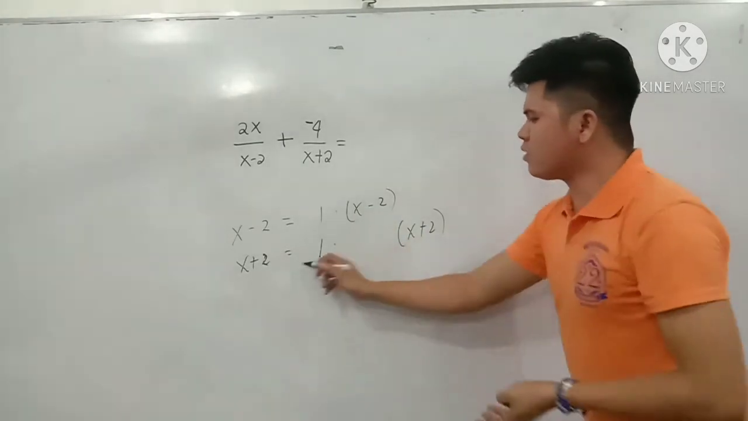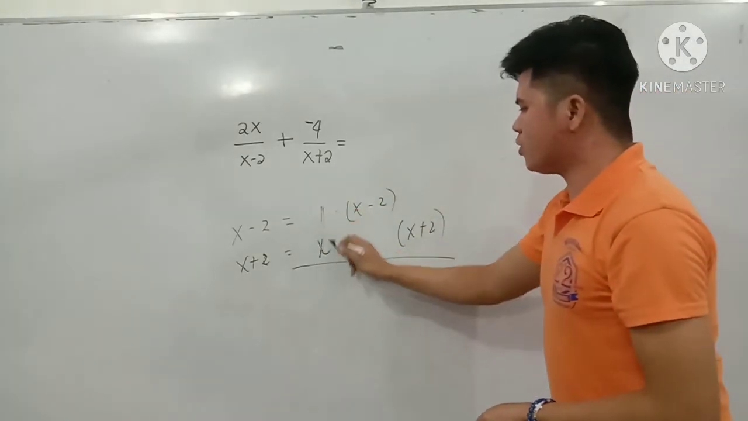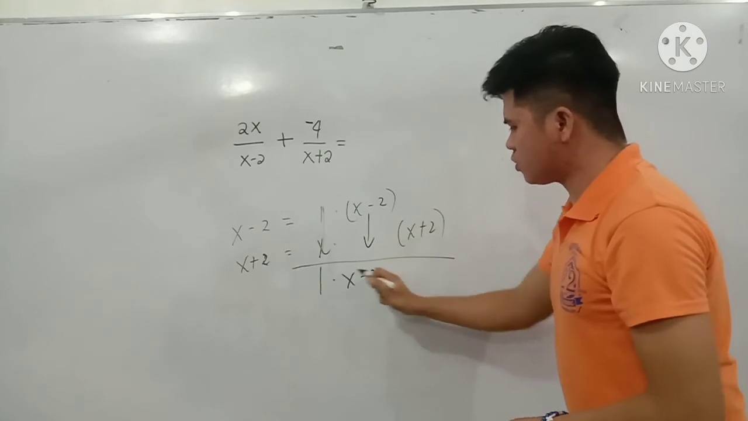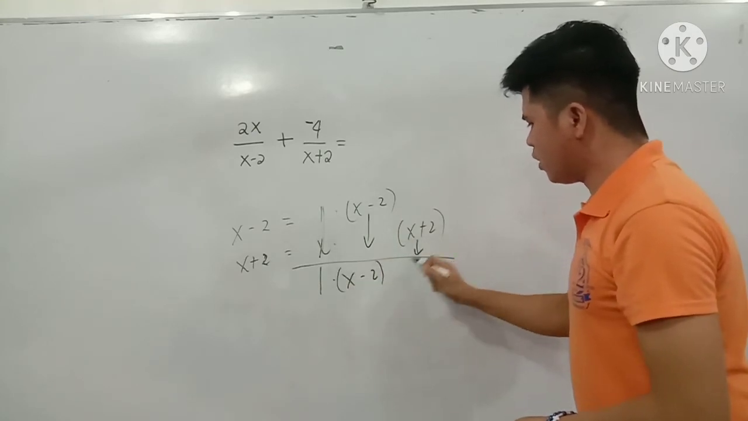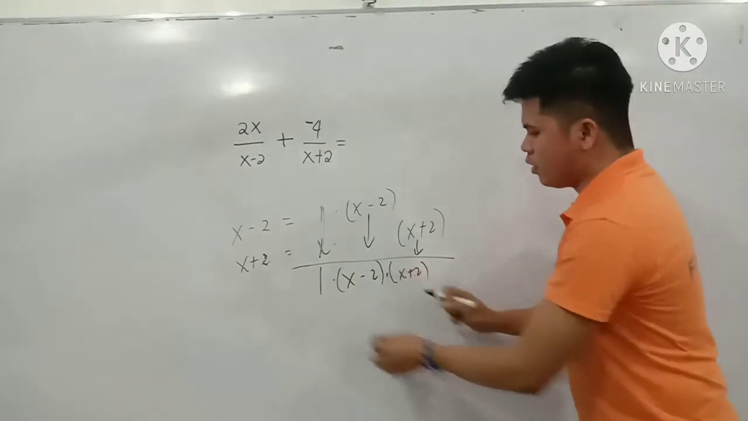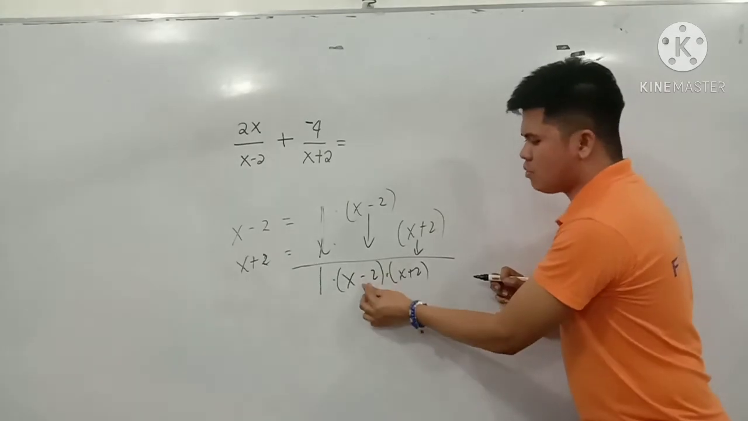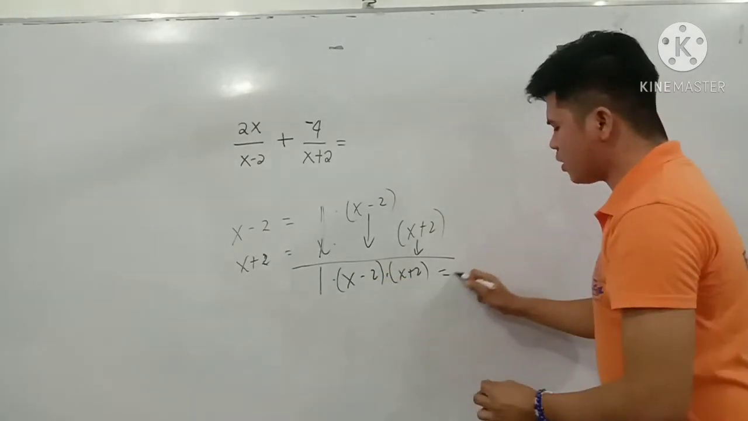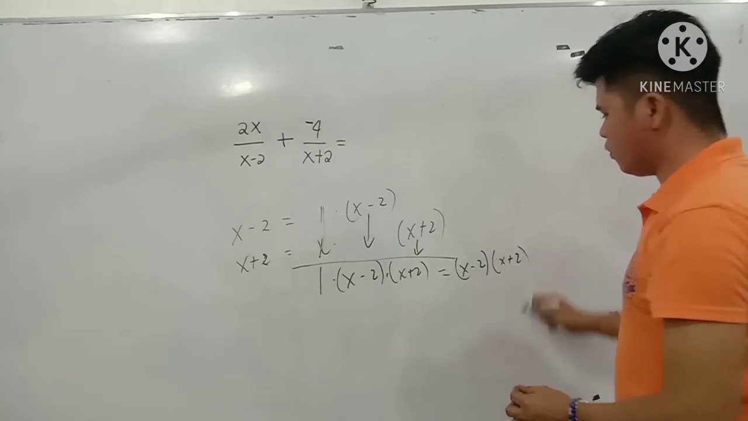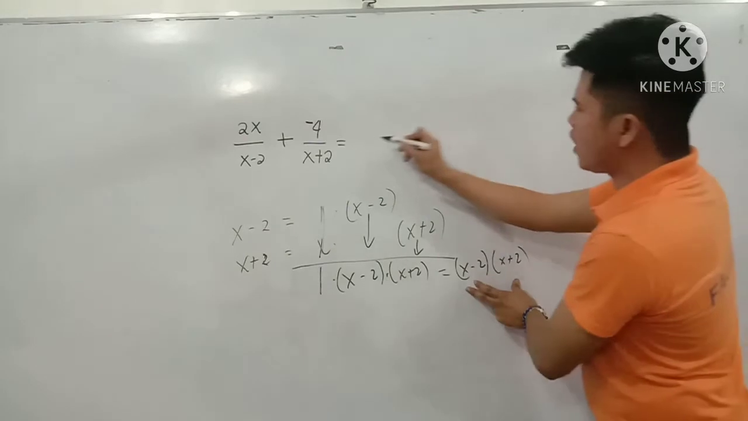So after that, we have to bring down all the factors. So bring down 1 times, bring down this one, x minus 2. Bring down this one, x plus 2. Then we multiply. 1 times x minus 2 is simply x minus 2. X minus 2 times x plus 2 is simply x minus 2 times x plus 2. So this is our new denominator. This is our LCD.